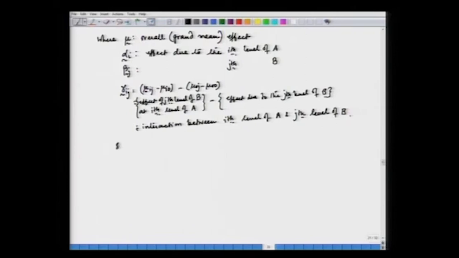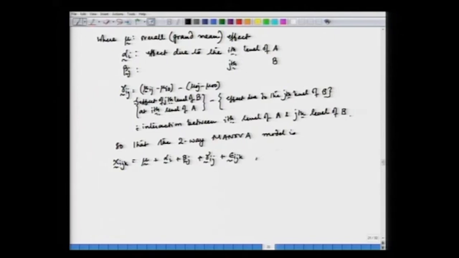So, now I can write the two-way MANOVA model as: you have x i j k, the kth observation due to the ith level of A, jth level of B, equal to mu plus alpha i plus beta j plus gamma i j, and finally the error term e i j k, with the very important assumption that this is multivariate normal, and you have i from 1 to a, j from 1 to b, k from 1 to n.